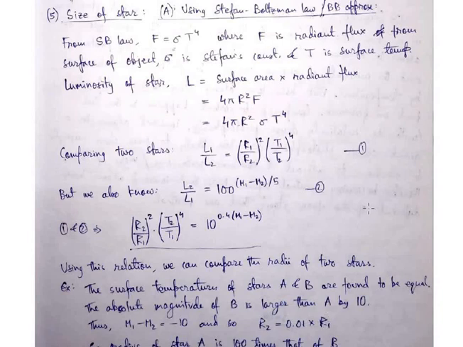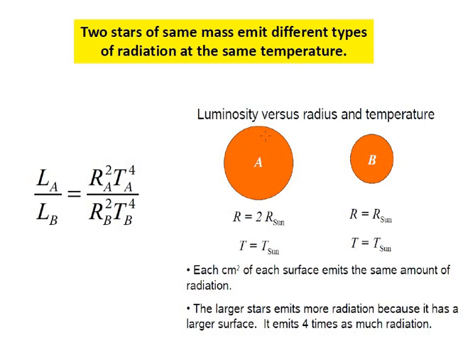Now we will talk about more consequences. What can you say about the star as a result of this temperature and radius when I talk about the HR diagram? But first let me give you yet another example here. What I want to emphasize here is a very interesting fact. The fact is, two stars of the same mass in fact emit different types of radiation even at the same temperature. Now how is it so?